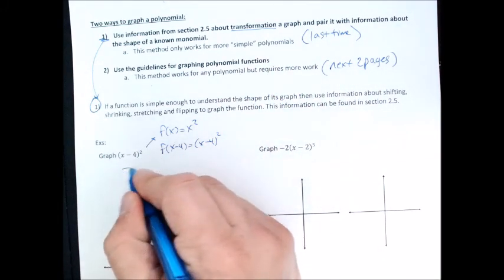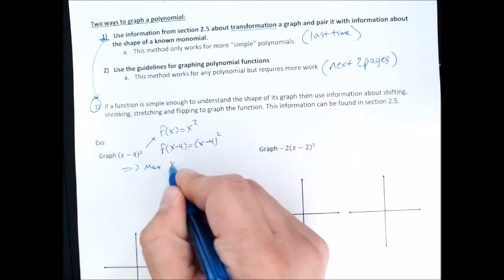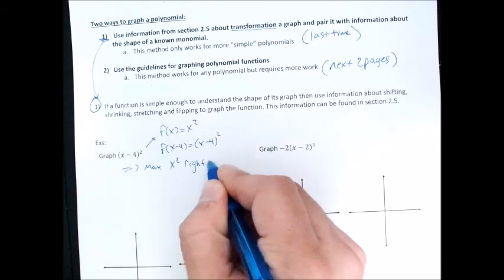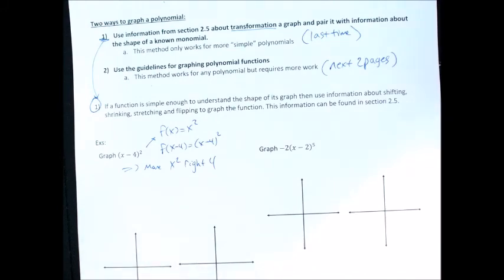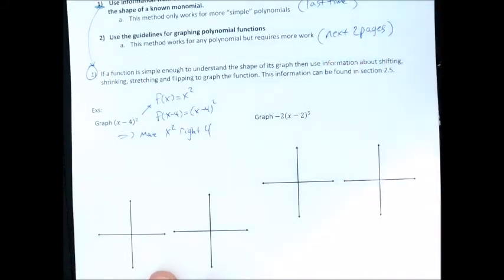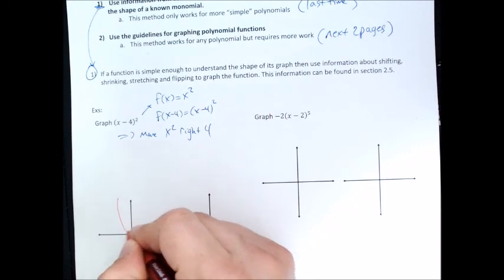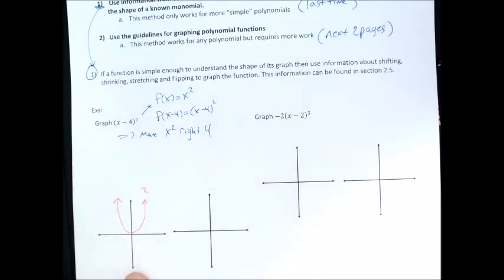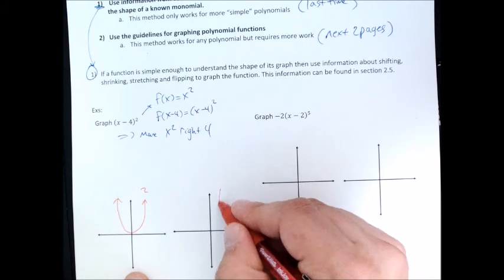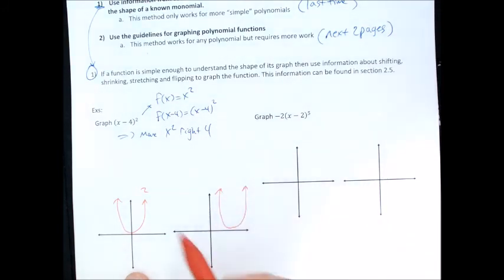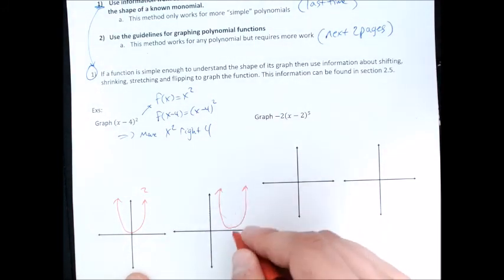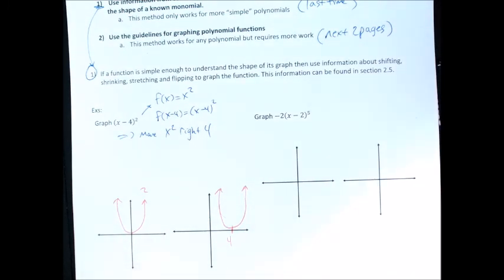Right? And so we're going to move x squared to the right 4. And so, it's an easy enough graph. We just kind of do it the way we did last time, which is we start with x squared, and we just move it to the right 4. And so instead of being at 0, 0, it's over here at 4, 0. So that one's no big deal. What about this next one? Take a second and think about this next one.